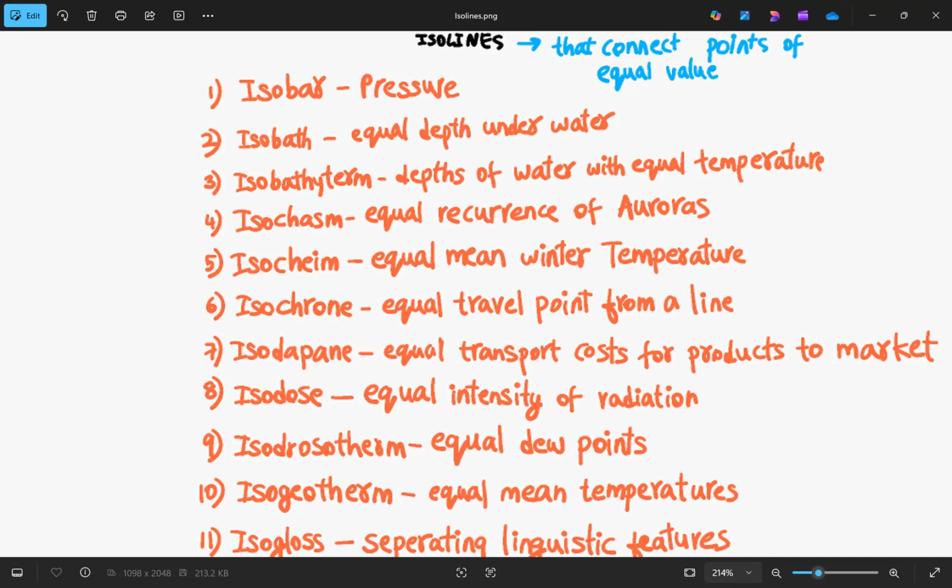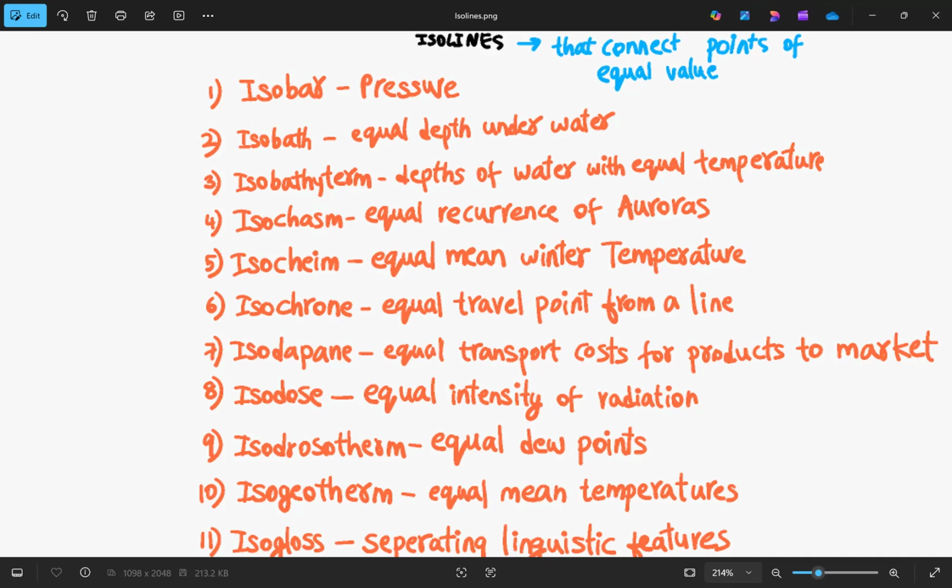And the next one is isocheim, that is equal mean temperature. Isocheim, equal mean temperature. Cheim is different from chasm. Chasm is for auroras and their equal recurrence, whereas cheim is for equal mean temperature. And the next one is isochrone. What is an isochrone? It is a line that connects points that are at equal time distance from a point.